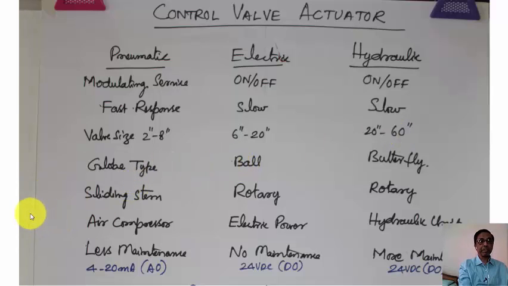This pneumatic actuator is mainly for globe type of valve. Globe means inside there is a globe-like moving element which is going up and down. It is a sliding stem type, so it is called globe type of valves. Mostly pneumatic actuators are for globe type valves, electric are for ball types, and hydraulic are for very big size, that is butterfly valve. There is a disc inside which will be rotating 90 degrees to fully open or fully close.